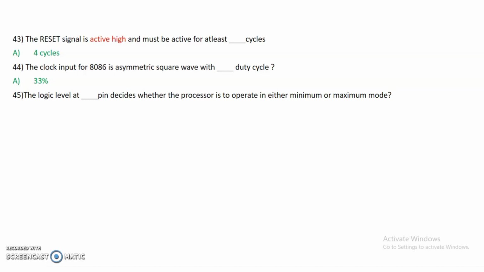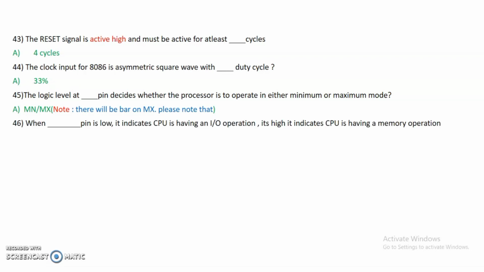Bit number 45. The logic level at dash pin decides whether the processor is to operate in either minimum or maximum mode. So the answer will be MN/MX bar pin. Here you have to note that there will be a bar on the top of MX. So on the top of the maximum pin, you'll have a bar symbol. In my notes I can't make it, so that's the reason I have added it as a note. So try to make a note of it.